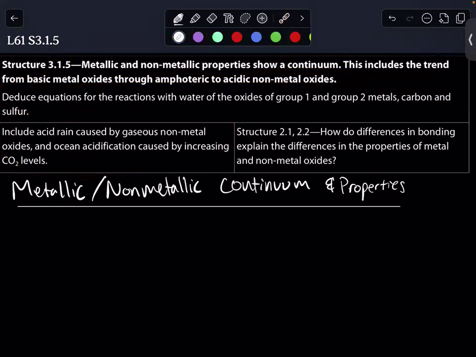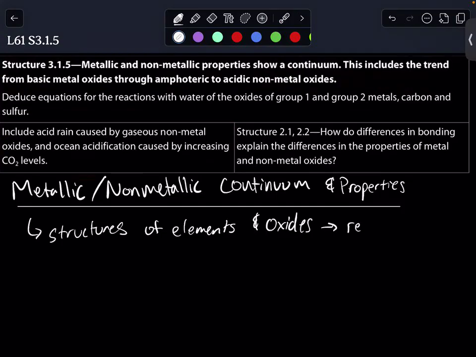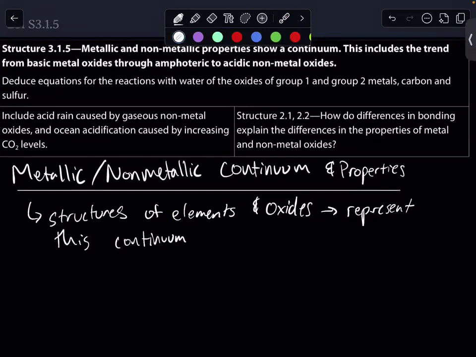So we previously discussed that metals and nonmetals represent a continuum in their bonding as well as in their properties. So what we're going to specifically talk about here are the structures of elements and oxides and how they also represent this continuum. The reactions of oxides of these elements is one of the things that the DP really likes to go over and show that you can notice its transition.